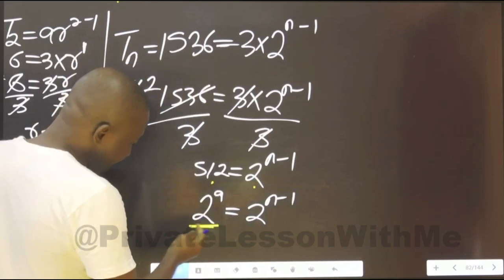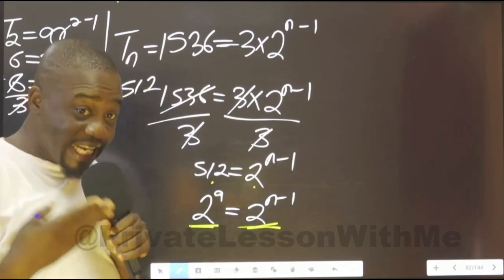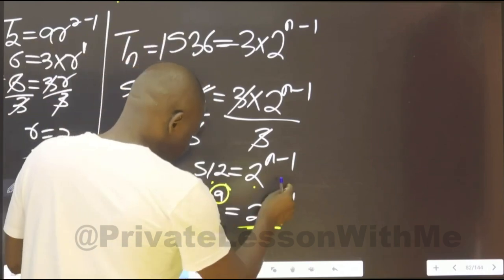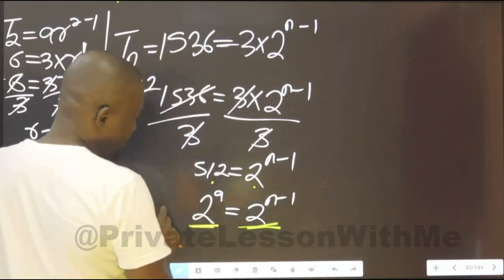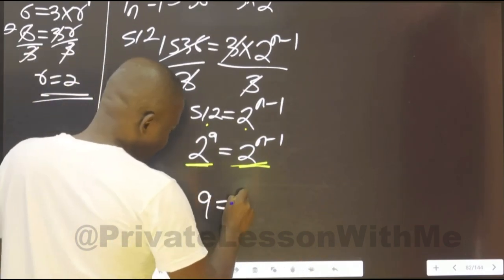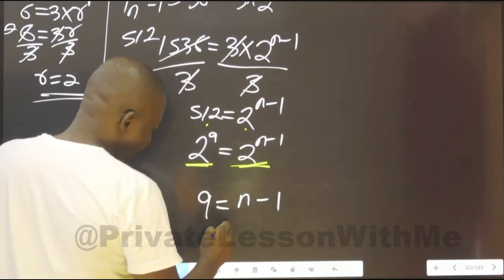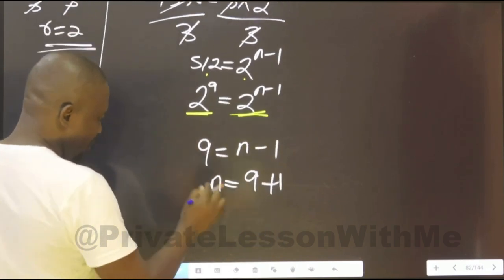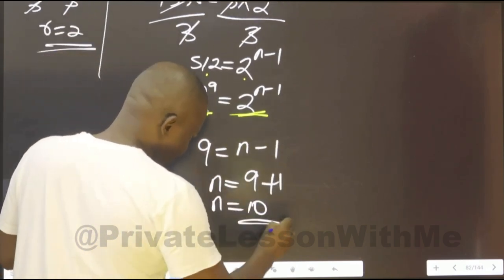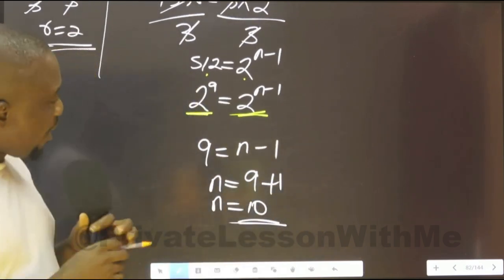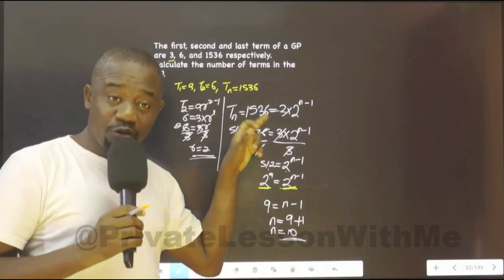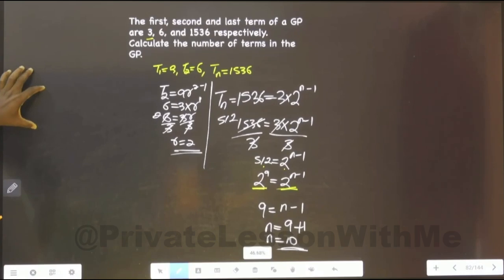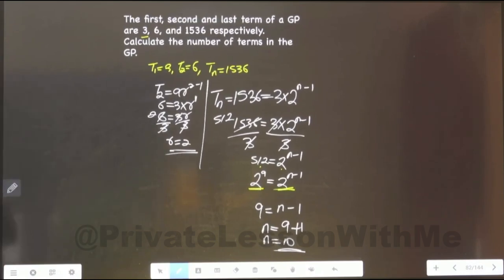Because the bases are the same, as we have seen in the indices class, you can go and watch those videos, therefore the powers are also equal. So 9 equals n minus 1. So n, moving this to this side, is 9 plus 1. You agree with me? n, therefore, is 10. So the number of terms we are asked to look for is 10. Okay? Hope you understand this. Thank you for viewing.